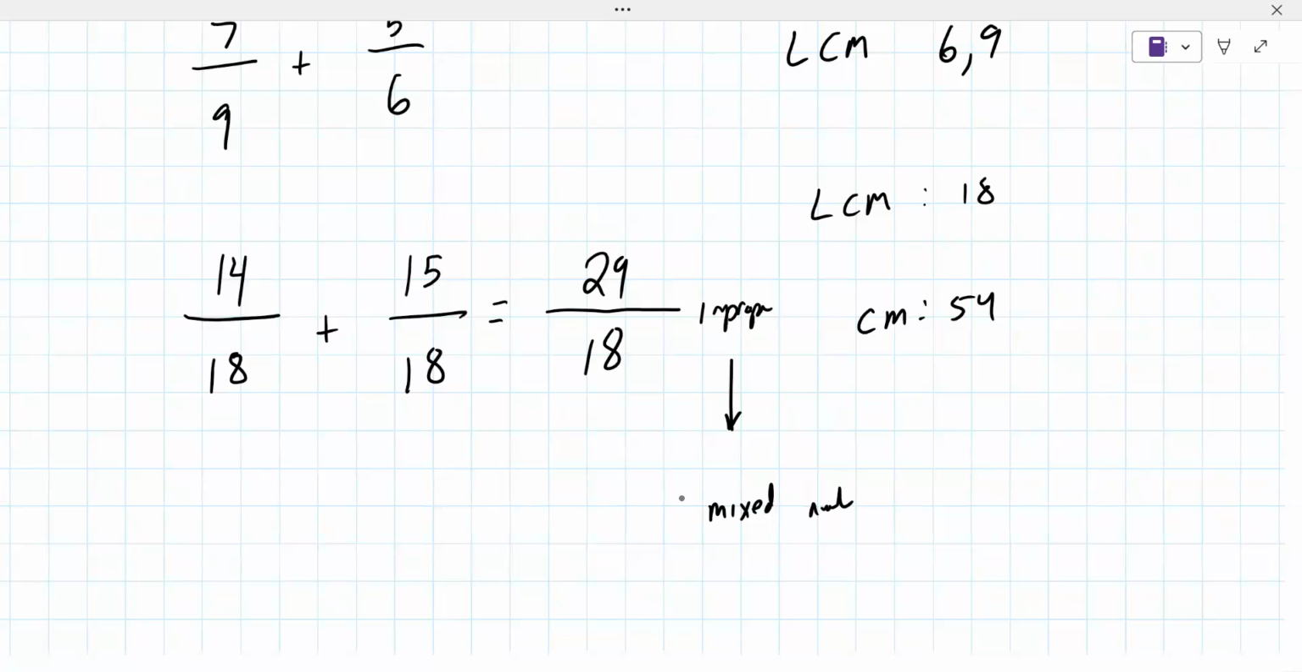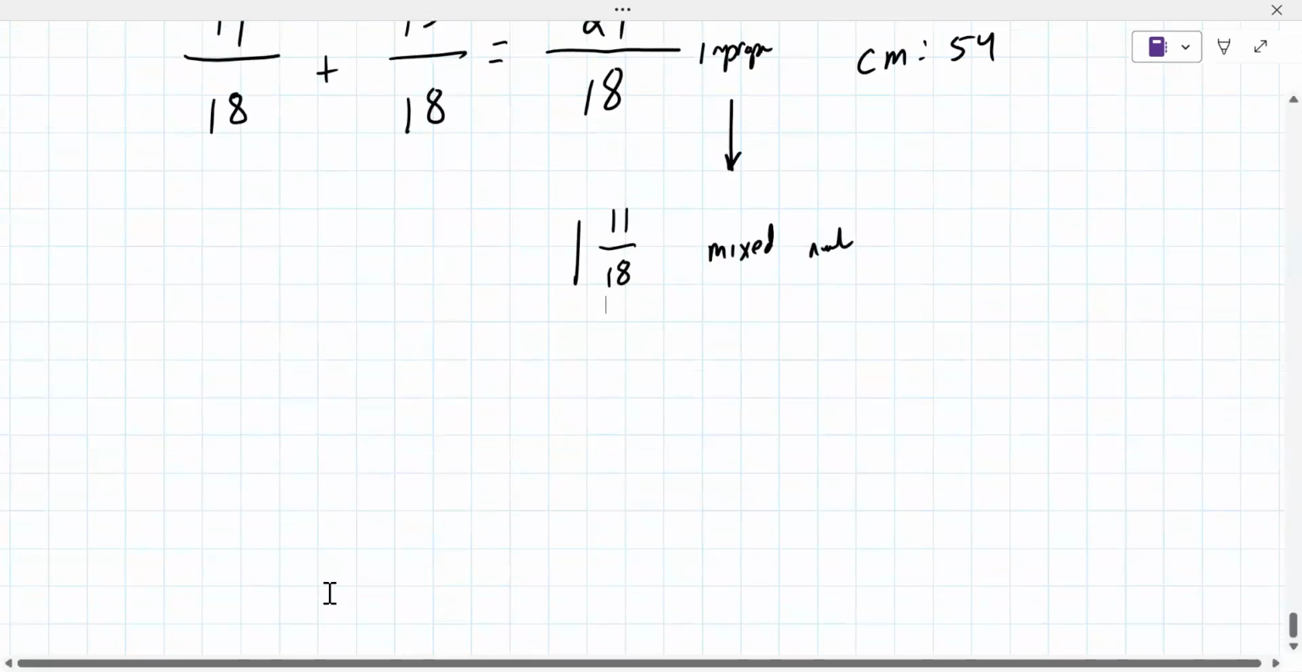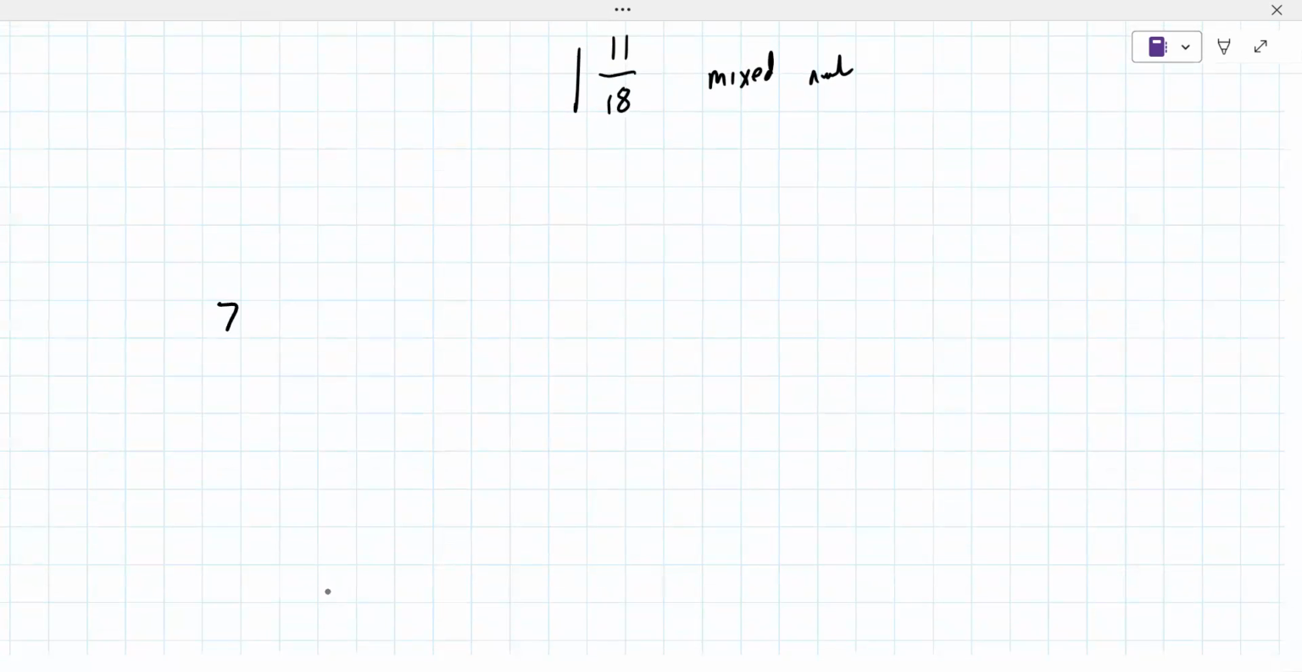So I got 1 and 11/18. Good. Very good. Okay, so I'm gonna give you one to try on your own here. Let's go: 7/36 plus 11/54.